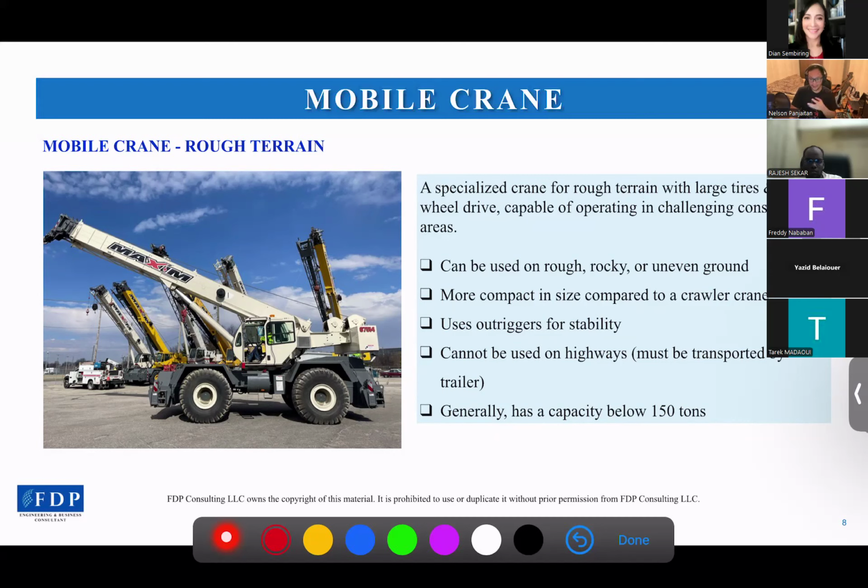And the size is more compact. This crane is also equipped with outriggers. So if required, you can use the outriggers to give you more stability in the lifting, same as the truck mounted crane. The minus is limited capacity and boom length.